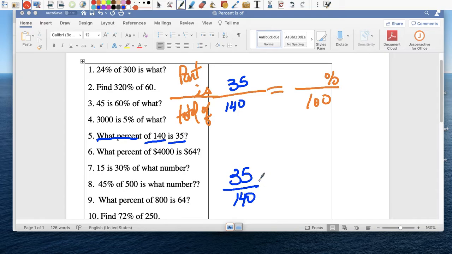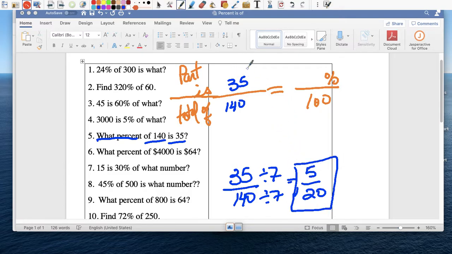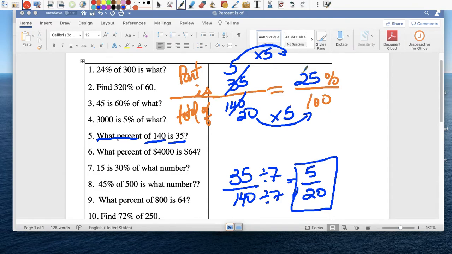Okay, so this one's a little bit tricky. Divide by 7. We can divide by 5. No, well, let's divide by 7. 35 divided by 7 is 5. 140 divided by 7 is 20. Okay, and then we're going to use this one. So we have to change 5, 20. Now, it's much easier. How does a 20 become 100? Well, times 5. And here, times 5. And 5 times 5 is 25. 25 is our answer.